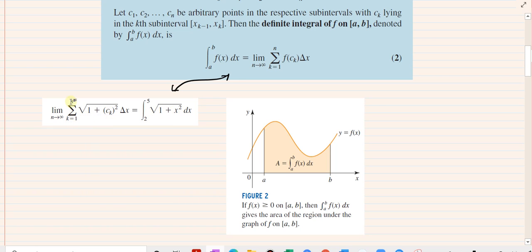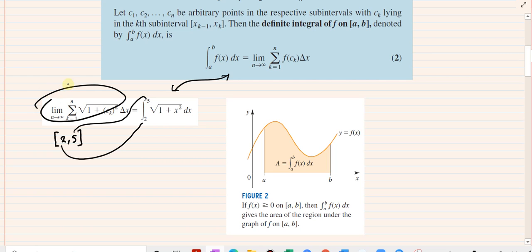And the limits of summation, the lower limit is 1, upper limit is n here. That will not show up in the definite integral. So how do we know it goes from 2 to 5? The part that we don't see here is that this limit of sum is defined over the closed interval from 2 to 5. So that's actually what determines the lower and the upper limit of the definite integral. Okay, so again, those limits of integration, you don't see them in the limit of sums. They are given by the length of that interval.